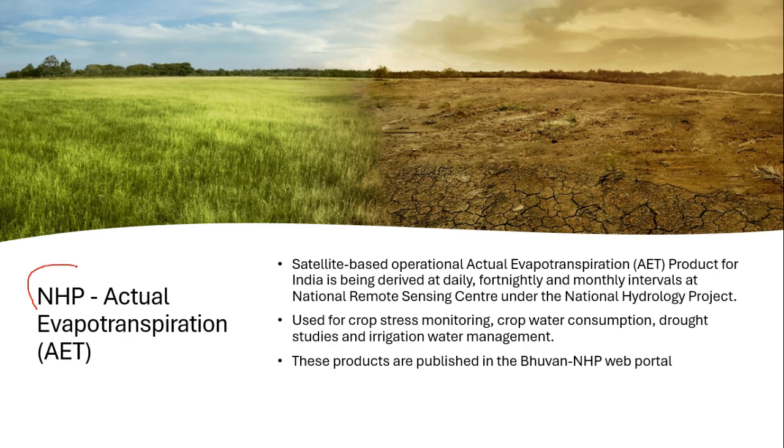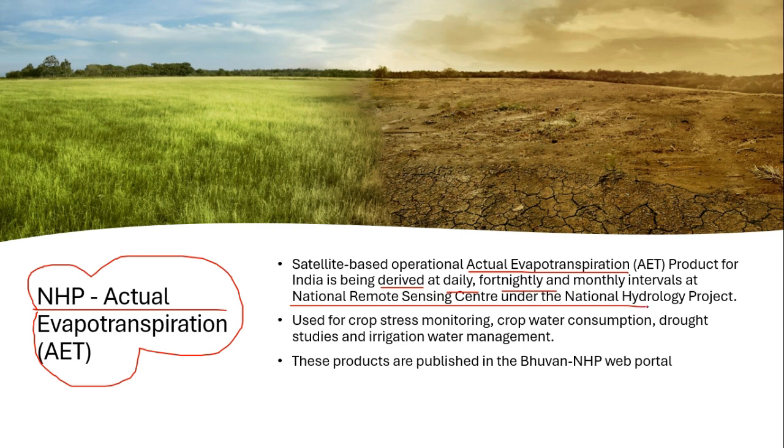And then there is the NHP AET, actual evapotranspiration data, that is also provided by Bhuvan. So it is a satellite based operational actual evapotranspiration data that is derived at daily, fortnightly and monthly intervals at NRSC under National Hydrology Project. So under this project, these data sets are generated. So these data sets are used for crop stress monitoring, crop water consumption, drought studies and irrigation water management. And these products are published in the Bhuvan NHP web portal.